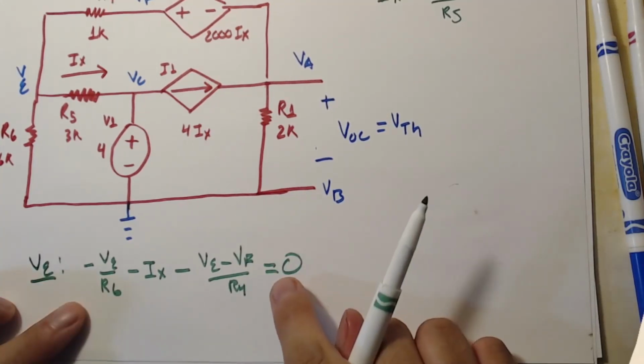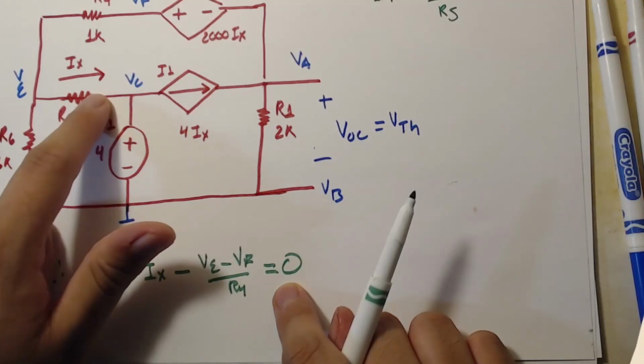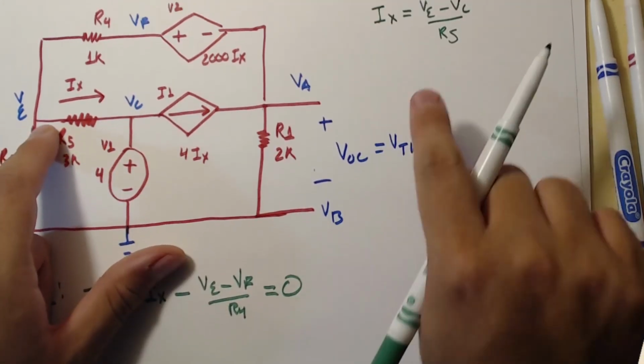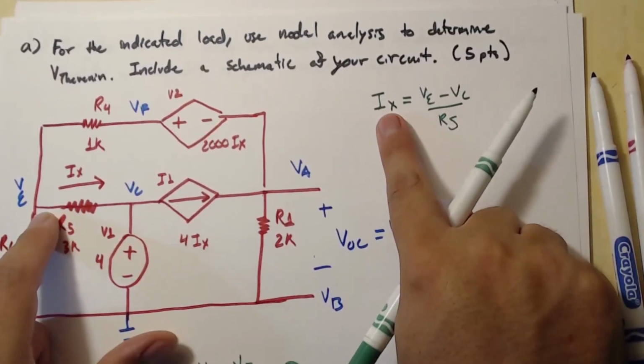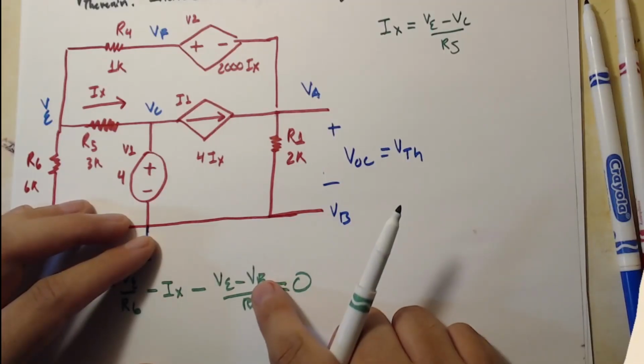Let's do node analysis on VE. Here's our equation from our node analysis. I wrote Ix because Ix is coming out. Instead of writing the full expression, I just wrote Ix. We have VF, and here's the thing about VF: we can find VF in favorable terms.